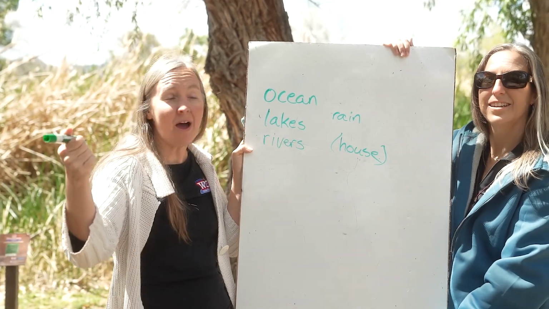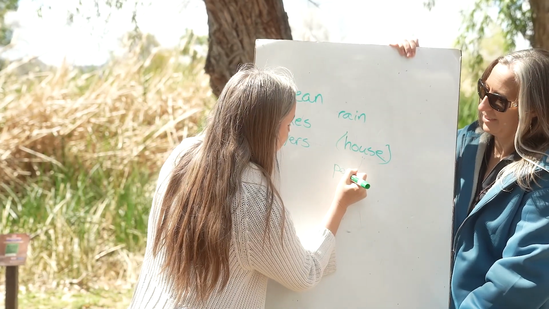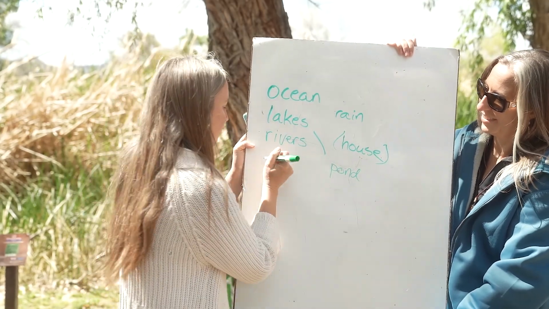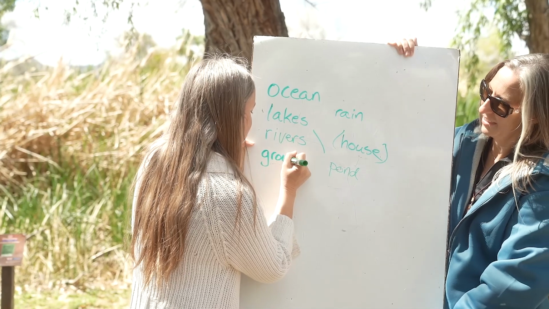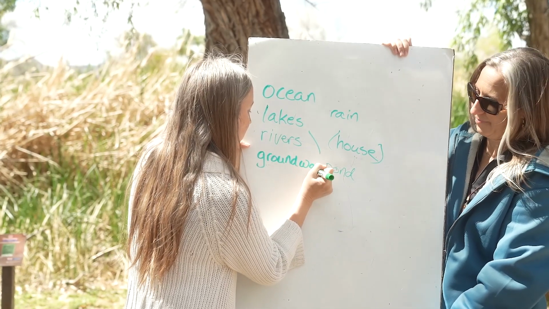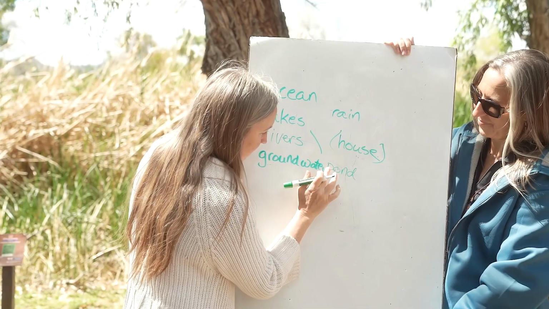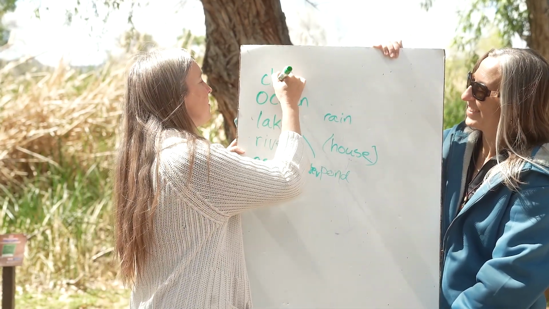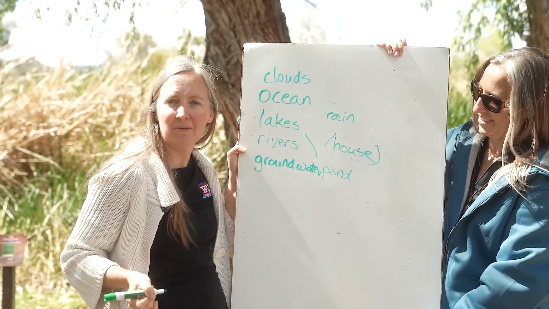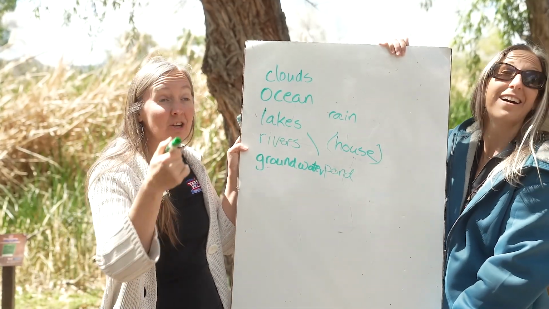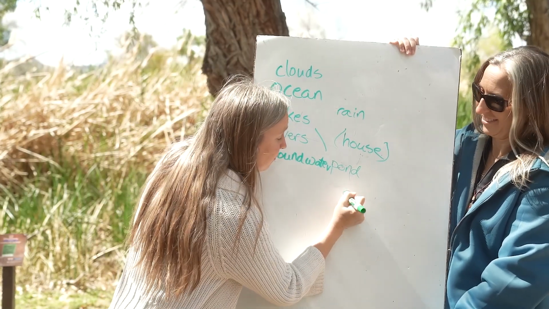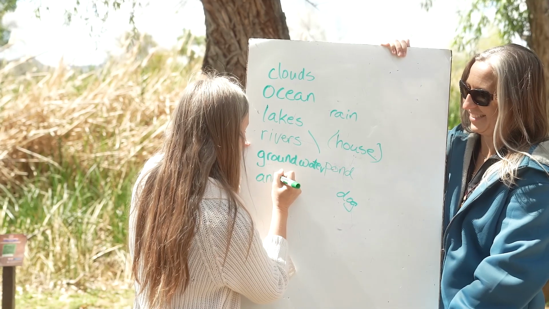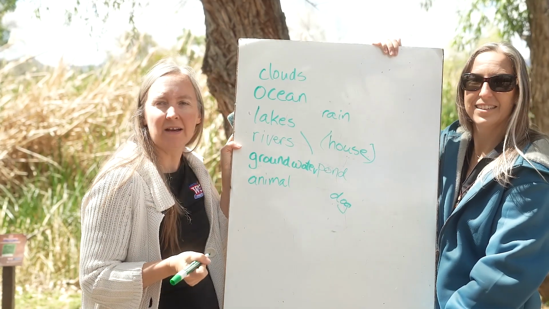Where else? A pond. Ponds are kind of like little lakes. The ground. Clouds. We have water in the clouds. Where else? My dog. Your dog. What kind of creature is your dog? An animal. Where else do we find water?